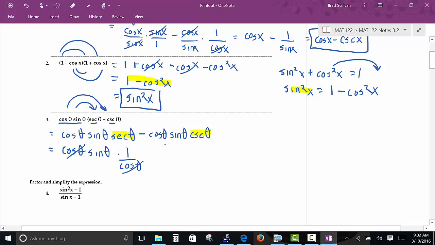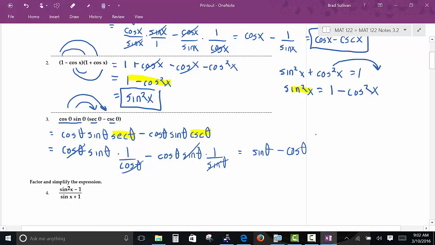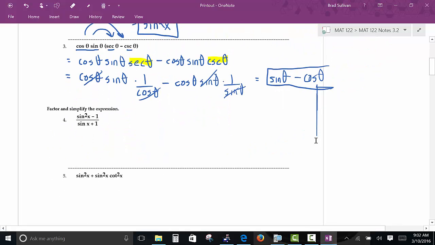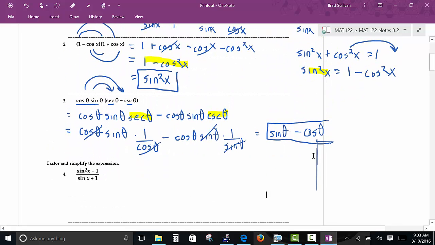Okay, right? Over here, we're going to leave the cosine theta and sine theta alone. You're going to replace the cosecant with 1 over sine. What happens? Okay, like that, right? So what we're left with is sine theta minus cosine theta. And you're not going to go any further than that. You don't have anything else that you could do. If you did anything else on that, you'd be making it more complicated. Okay, do you see what I did?